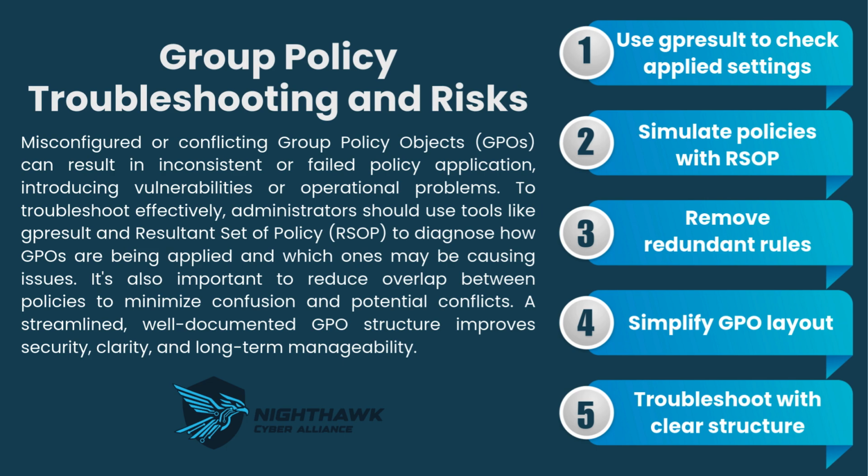When group policy is misconfigured, the results can be damaging. Conflicting policies may not apply properly, or they may expose systems to risk. Common problems include redundant rules, overlapping permissions, and policies that aren't scoped correctly. Tools like GPResult and the Resultant Set of Policy, RSOP, help you analyze how GPOs are being applied in practice. A clean, well-documented GPO structure makes troubleshooting easier and helps avoid accidental overrides. Keeping policies simple, non-redundant, and easy to follow not only enhances security but also improves long-term management and reduces support headaches.